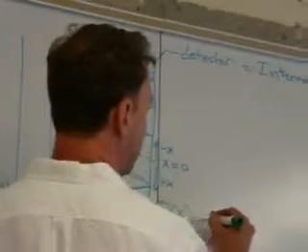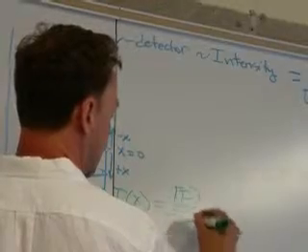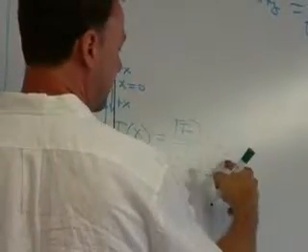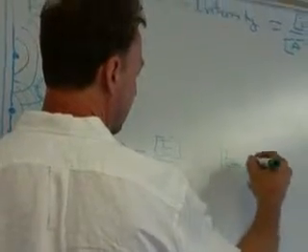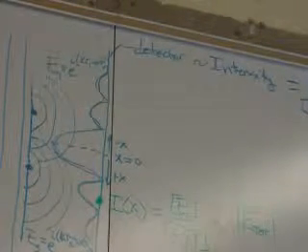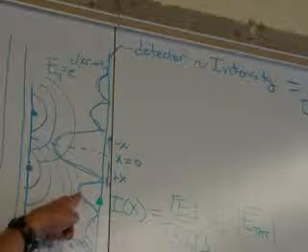Intensity is equal to the energy over the area times the time. Energy is proportional to the total electric field. The intensity is essentially a number: how intense is the energy here?